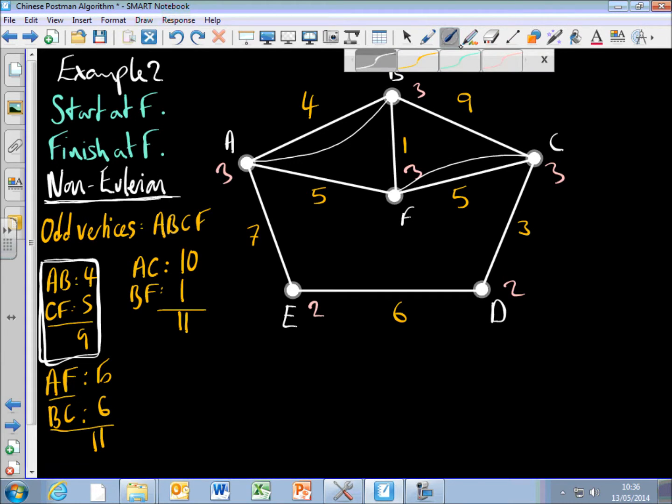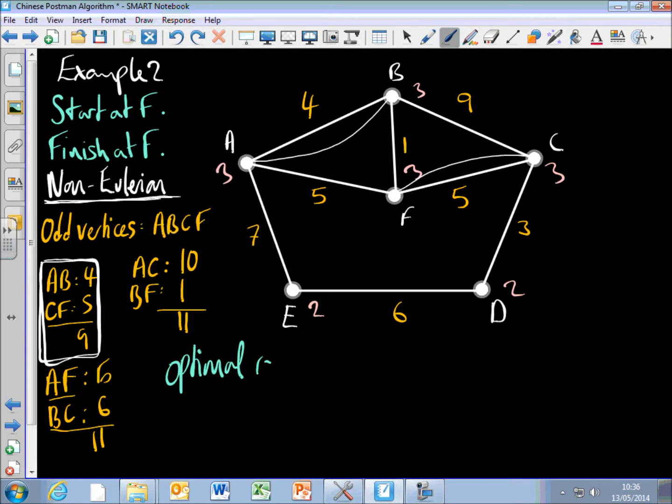And then the optimal route is going to be the total of all the edges. So let's just add those up. I've got 9 add 1 is 10, 5 add 5 is 20, 3 add 7 is 30, and 6 add 4 is 40. So all the edges add up to 40, but then I'm repeating A to B and C to F, so I'm going to add on 9, so the optimal route is 49.